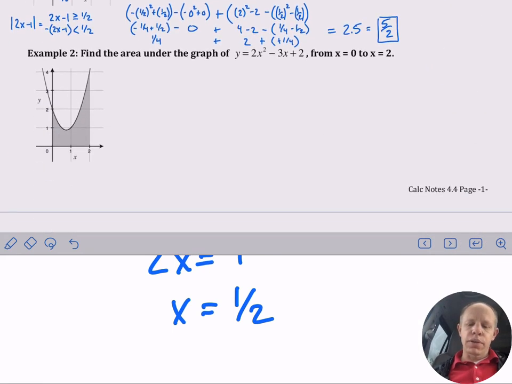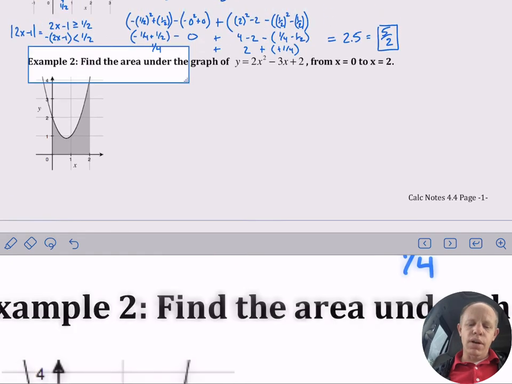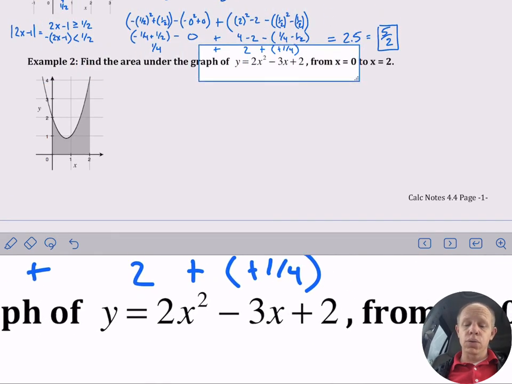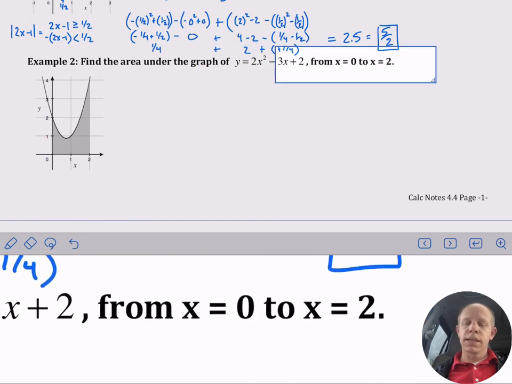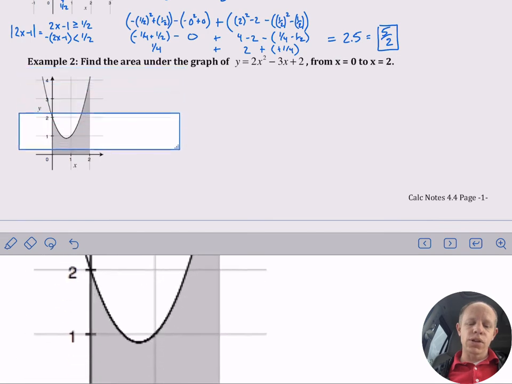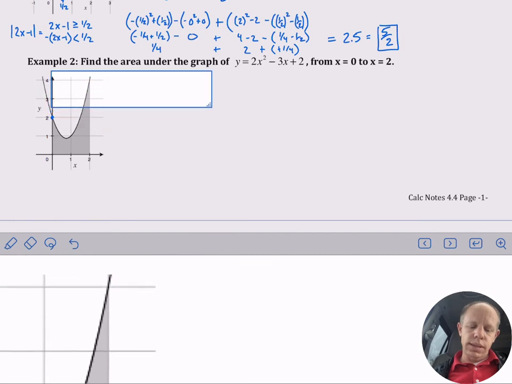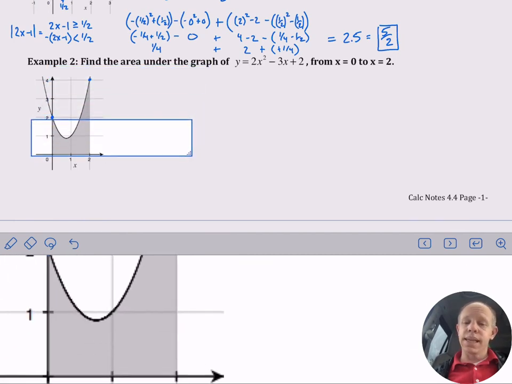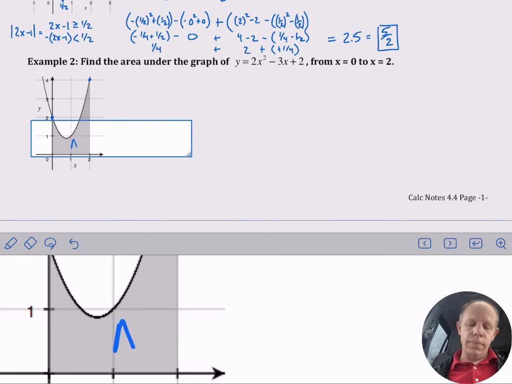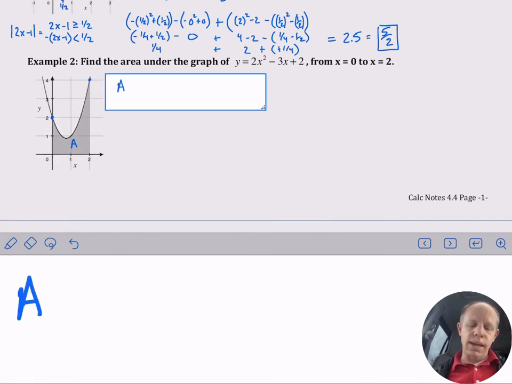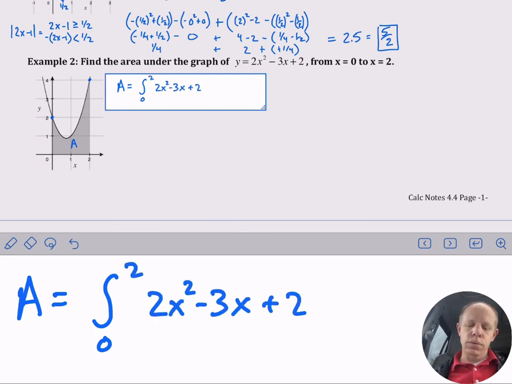All right, we're going to use the Fundamental Theorem of Calculus one more time here, and we're going to want to find the area under the graph of y equals 2x squared minus 3x plus 2 from x equals 0 to x equals 2. Now, this is going to be possible as long as the function is non-negative or positive from the interval 0 all the way to 2. Now, in this case, it is, and so this area right here will equal the definite integral from 0 to 2 of 2x squared minus 3x plus 2 with respect to x.